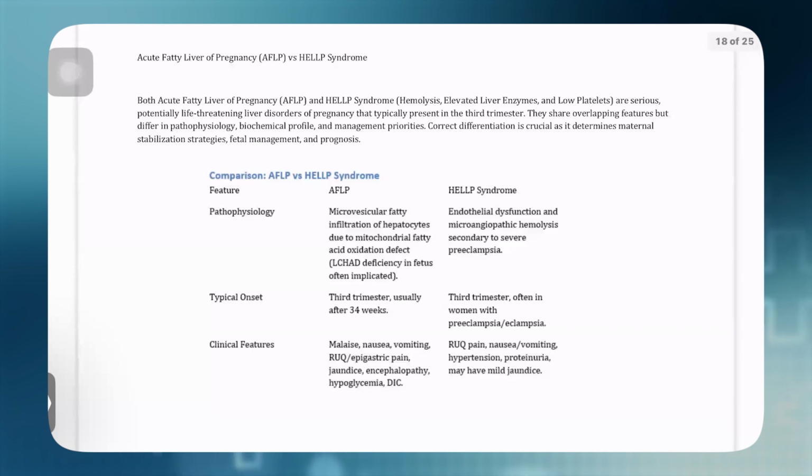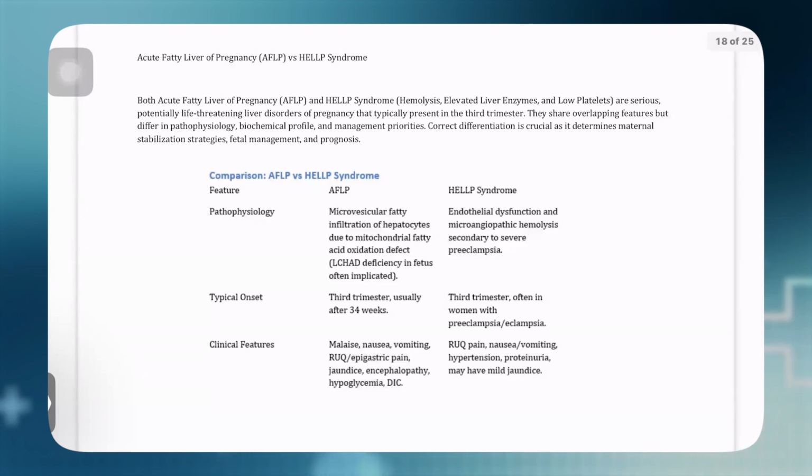So in AFLP, there is microvascular fatty infiltration. Basically fatty liver like in everybody else, but in pregnancy it is exponentially fast. It causes so much inflammation that the liver swells up very fast, with so much pain and so much damage to the liver that it leads to a literally fatal outcome. Microvascular fatty infiltration of hepatocytes is due to a mitochondrial fatty acid oxidation defect, that is LCHAD deficiency in the fetus, often implicated.